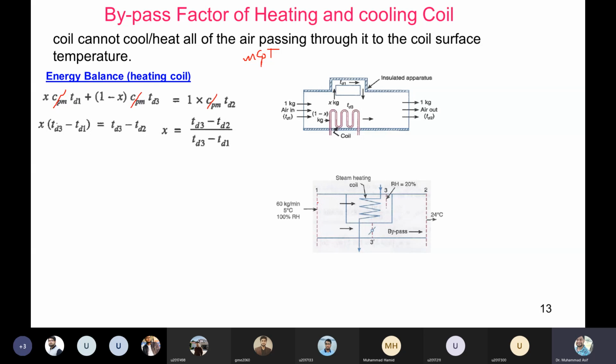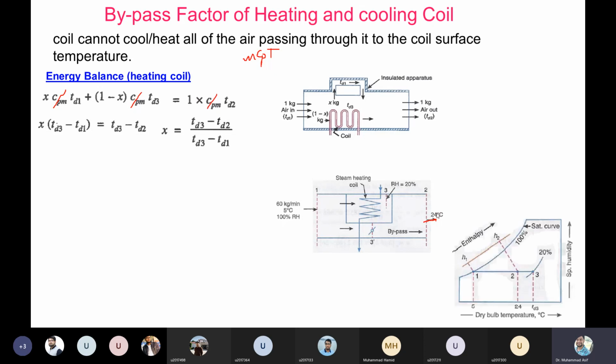Let's say I'm giving you one example. Let's say the inlet air which is entering the duct is 60 kg per minute at 5 degrees centigrade and 100% relative humidity, right? So when it comes in contact with the coil, all of the air cannot be in contact. Some of the air will be bypassed, right? So the bypass air will be at the same condition. Then the air which is in contact will leave the duct at 24 degrees C.